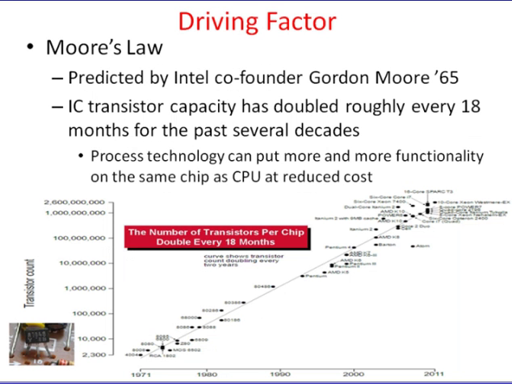Driving factor. As our brain contains around 100 billion cells called neurons, the tiny switches that let us think and remember things, computers contain billions of miniature brain cells as well. They are called transistors, and they are made from silicon, a chemical element commonly found in sand. Transistors have revolutionized electronics. According to Moore's law, IC transistor capacity has doubled roughly every 18 months for the past several decades.